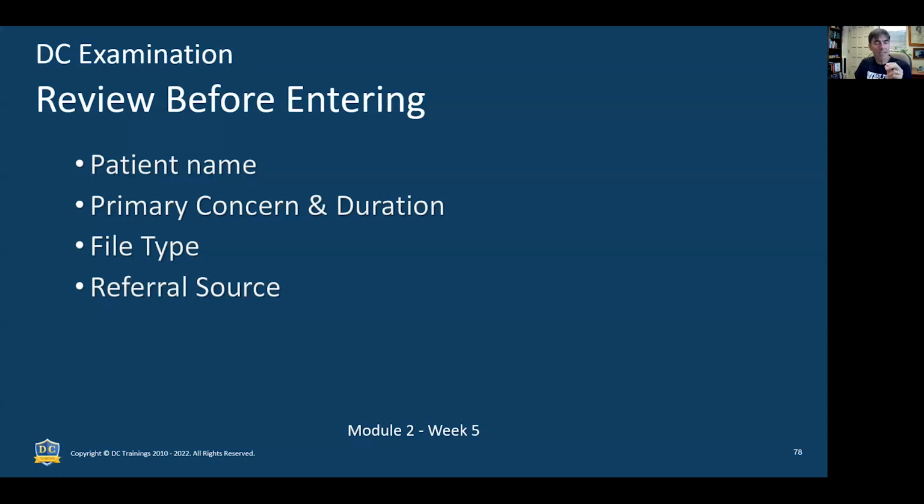So we're going to pause for a minute to really get centered around that philosophy, or that focus, for lack of a better term. So we want to look at the patient's name. We want to look at the primary concerns and how long they've been there. We want to look at what type of file it is, a cash file or an insurance file. We want to know who referred this person. And once we have those in our headspace, now we can go into the room with a real clear presence of mind, and we can make the connection that we want to make with this new patient.